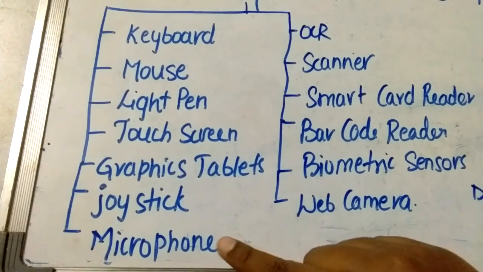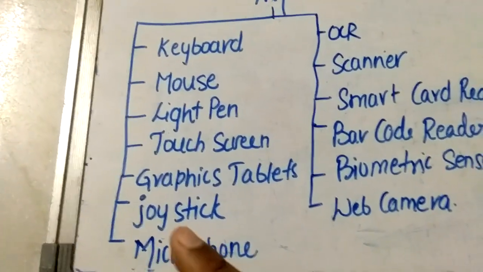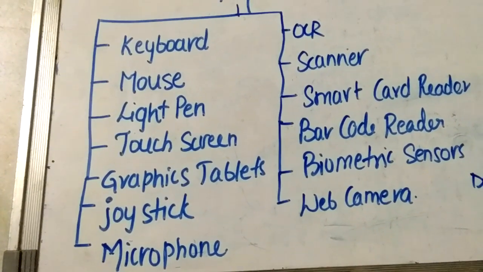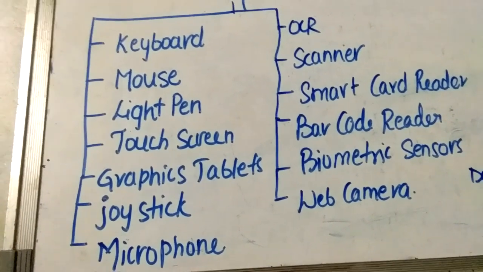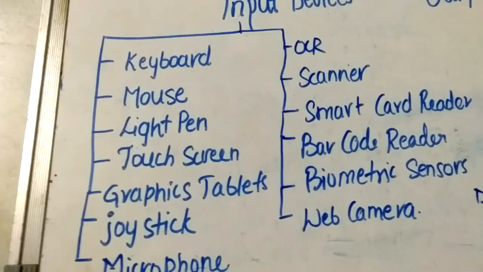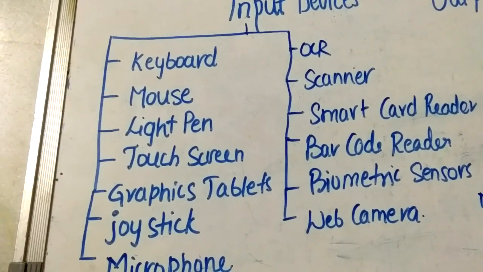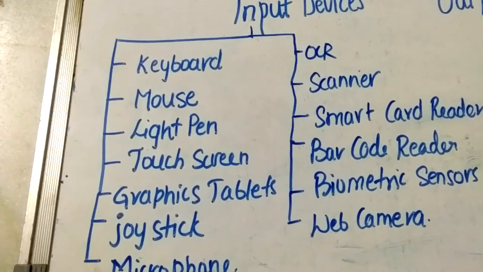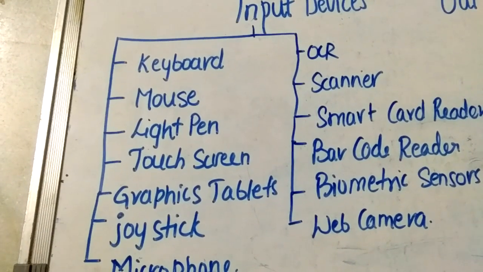A microphone is used to input audio. And OCR is optical character reader. It is used to convert images into machine readable text. Yeah, when you give it an image, it has the capacity to convert that particular image into text. And a scanner, you must know, is used for scanning things.